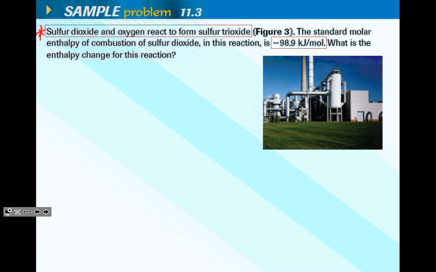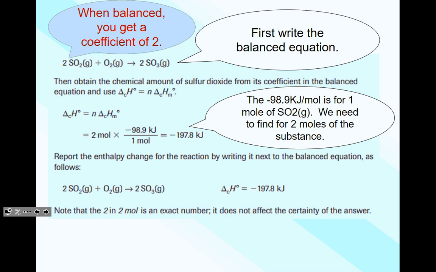The standard molar enthalpy of combustion of sulfur dioxide in this reaction is negative 98.9 kilojoules for every 1 mole, okay? What is the enthalpy change for this particular reaction? So that's what we're looking for. So first step, you're going to balance your equation. You're going to write out your balanced equation. When balanced, you get a coefficient of 2 for the sulfur dioxide and a coefficient of 2 for the sulfur trioxide. And it's just like that, because it has to be balanced.